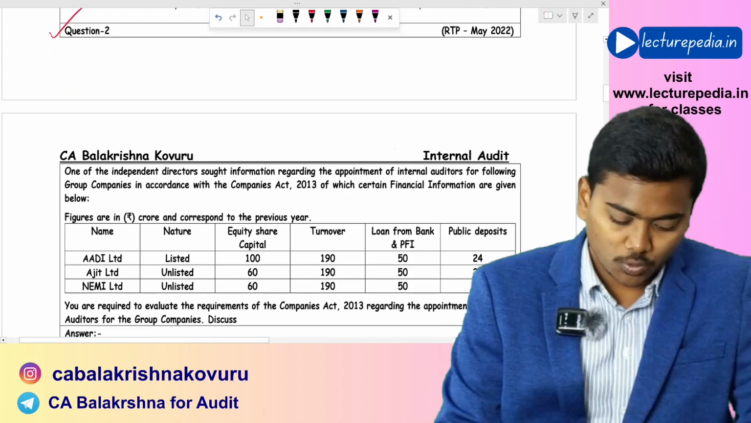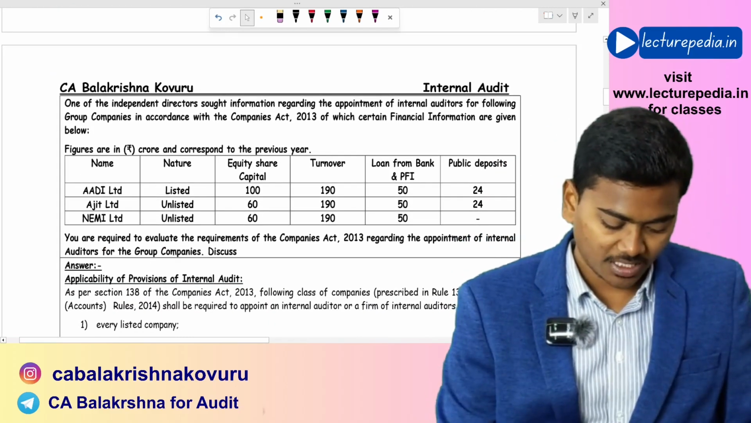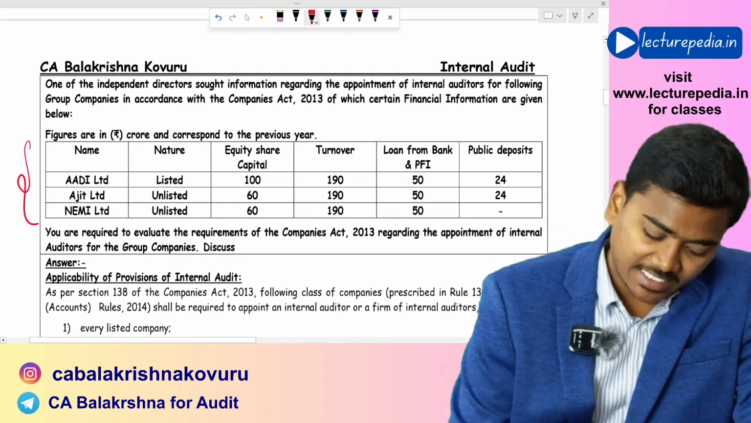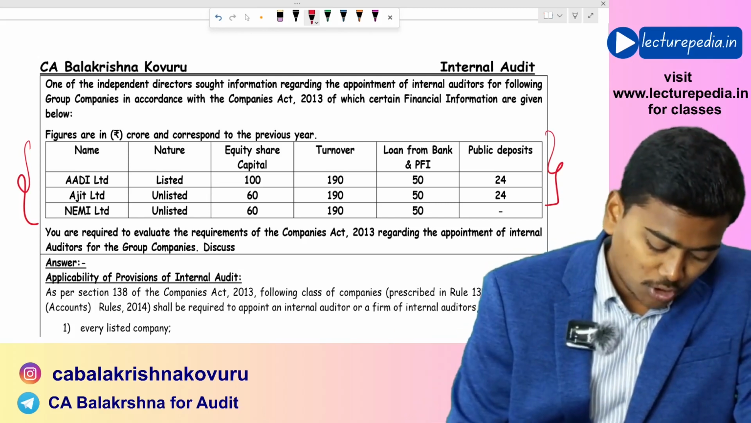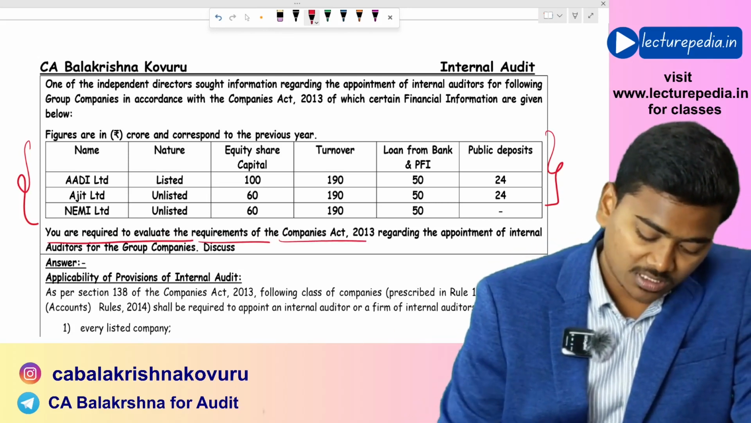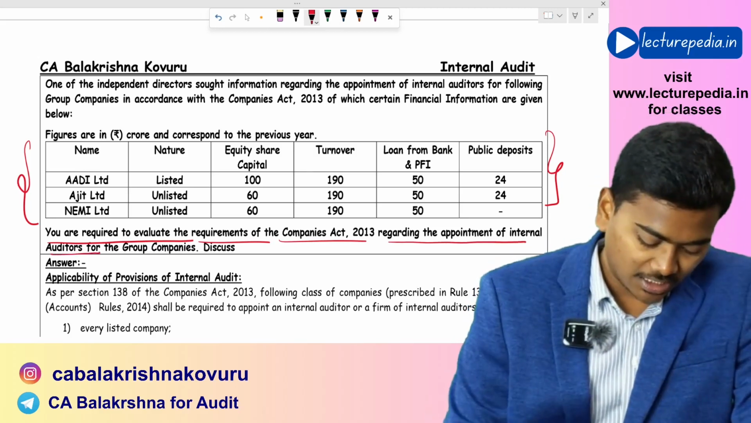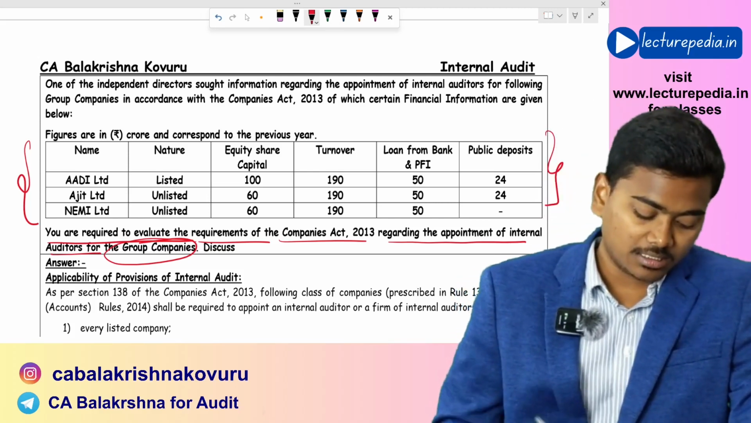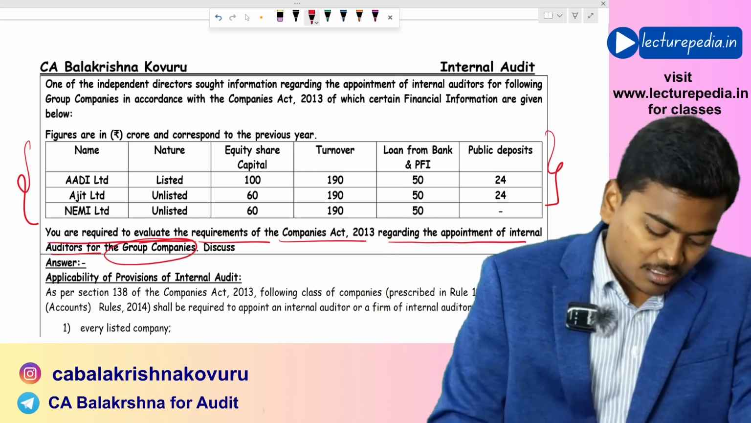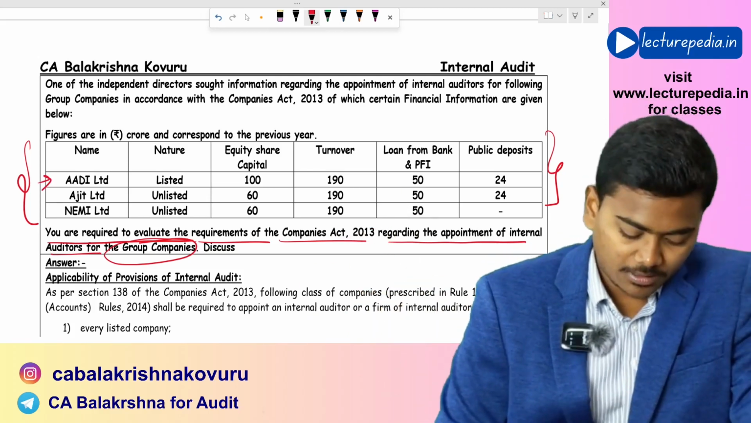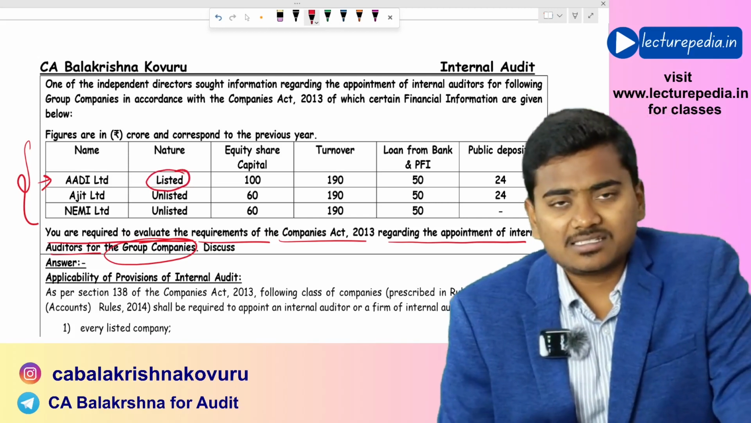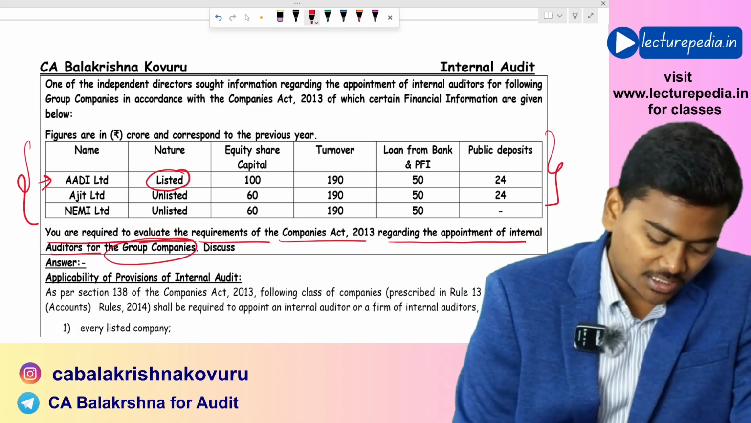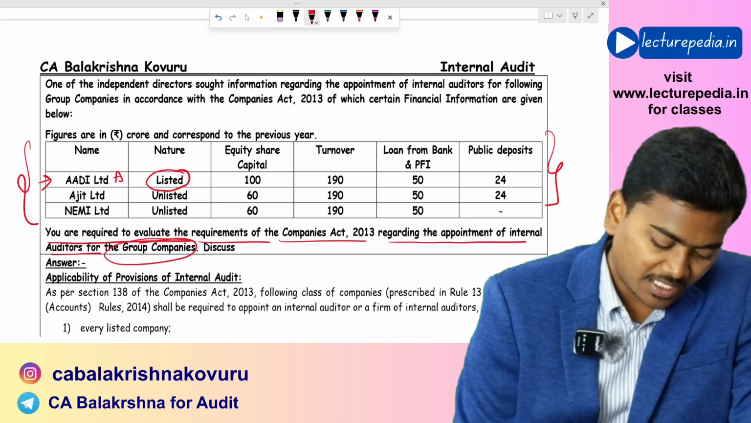I guess even this question number 2 is with respect to applicability of internal audit. Now if you see, here he has given certain data, and what he is asking is that you are required to evaluate the requirements of Companies Act 2013 regarding the appointment of internal auditors for the group companies. You need to say whether internal auditor is mandatory for which company. We'll start with the first company, Adi Limited. It is a listed entity. If it is a listed entity, irrespective of the remaining criteria, internal audit is applicable to the entity. So for Adi Limited, internal audit is applicable.